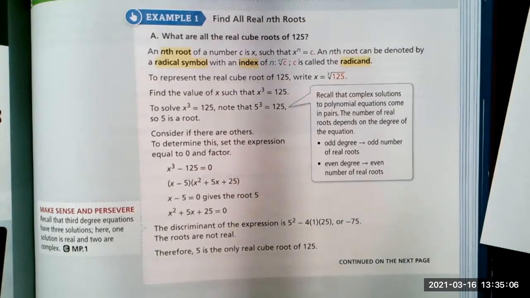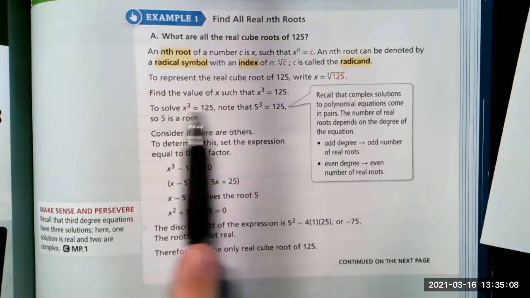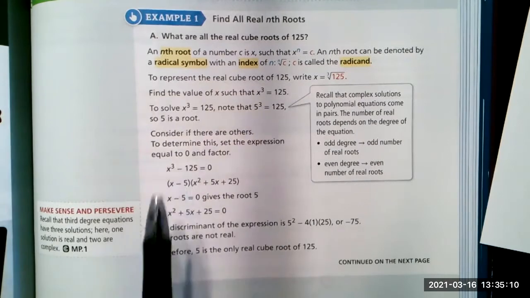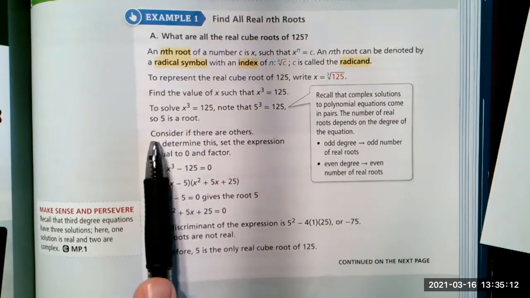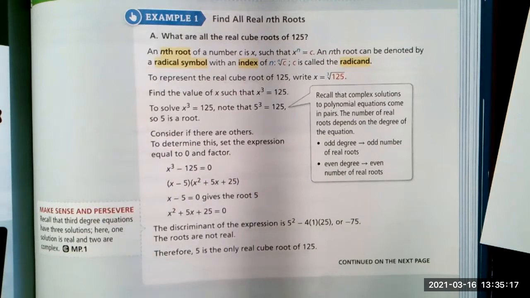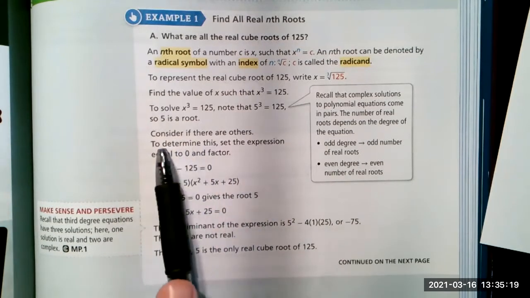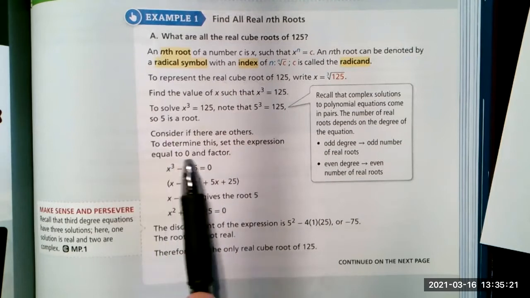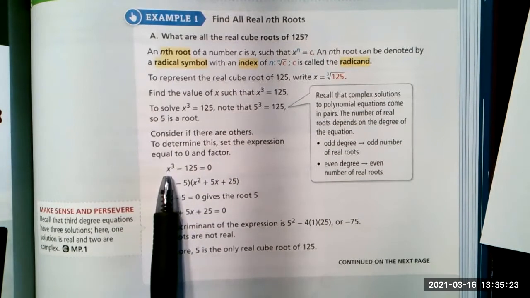This is just kind of going into a long definition of that. Let's keep reading here. Consider if there are others. So other real roots is what it's saying. Consider if there are other roots. To determine this, set the expression equal to 0 and factor it.